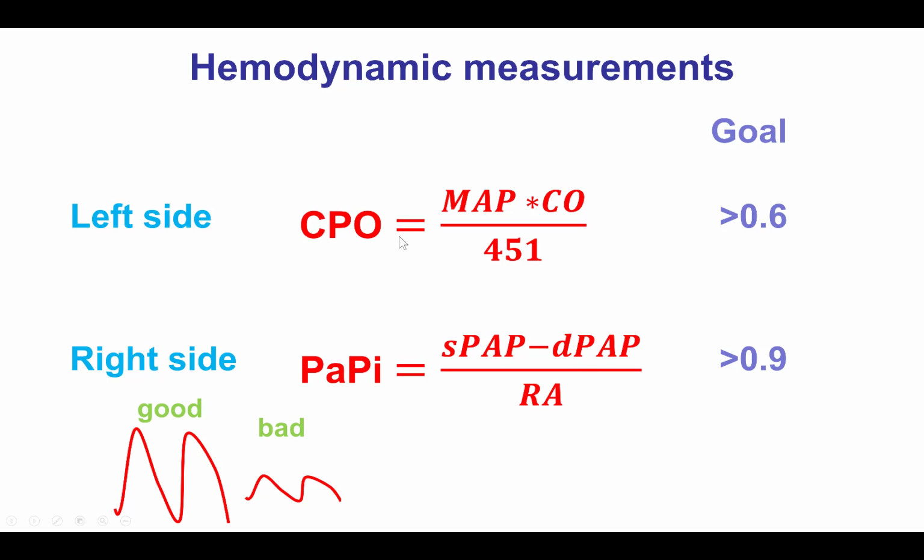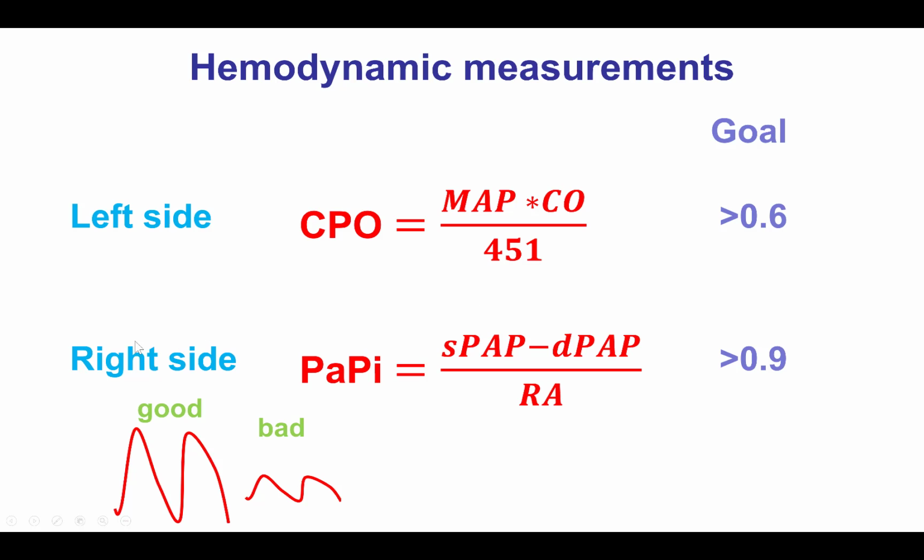These are some of the commonly used hemodynamic measurements. For assessing the performance of the left side, one measurement is the cardiac power output, which is calculated by multiplying the mean arterial pressure by the cardiac output and dividing by 451. The goal is to be more than 0.6.